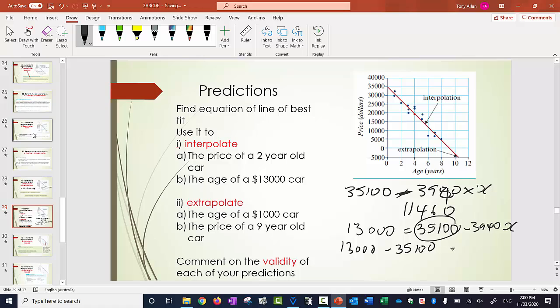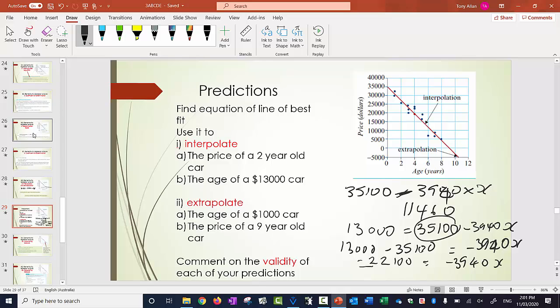Now there isn't much algebra in this course, but this is about as much algebra as there is. When I designed this course for the whole of Canberra about 10 or 15 years ago, I designed it with no algebra, or as little as possible, because that's why you're in this class rather than in methods. So with 13,000 you subtract the 35,100, giving negative 22,100, equals minus 3940x, and from that stage you divide both sides by negative 3940.